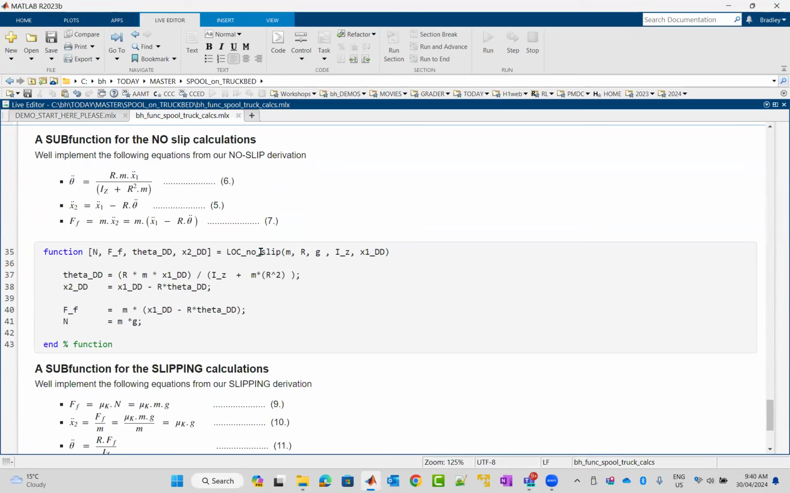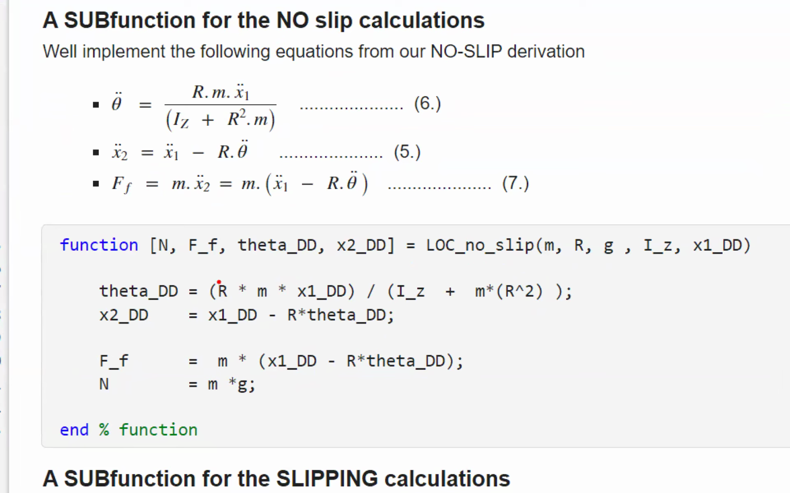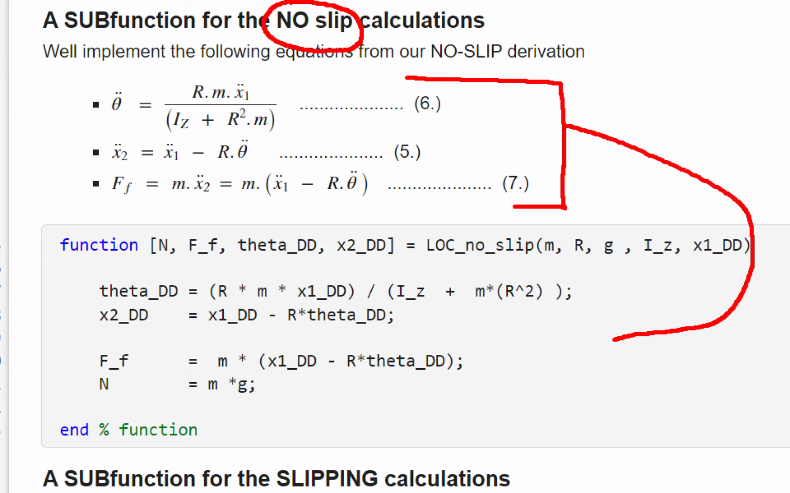As I continue scrolling through this function file, I'm hoping that you can clearly see now that further down the document, we have a subfunction that implements our no-slip calculations. So here's a summary of the relevant no-slip calculations. And here's the MATLAB implementation of those calculations.